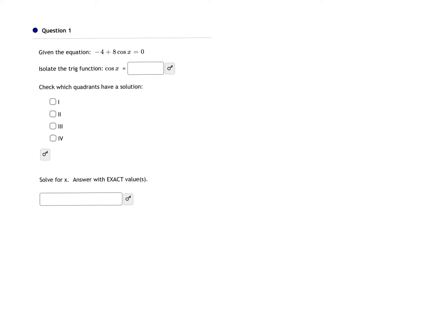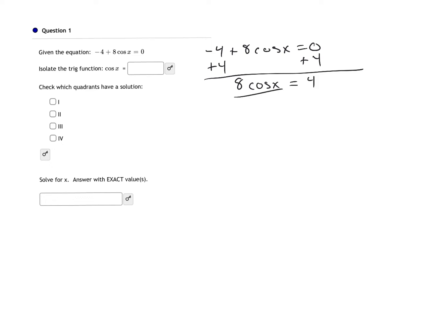Hello, for question number 1, what you want to do is first of all solve for the trig function. To do that, if we start with -4 plus 8 cosine x equals 0, I have to start by adding 4 to both sides. That's going to give me 8 cosine x is equal to 4. Divide by 8 and I get the cosine of x is equal to 1/2.